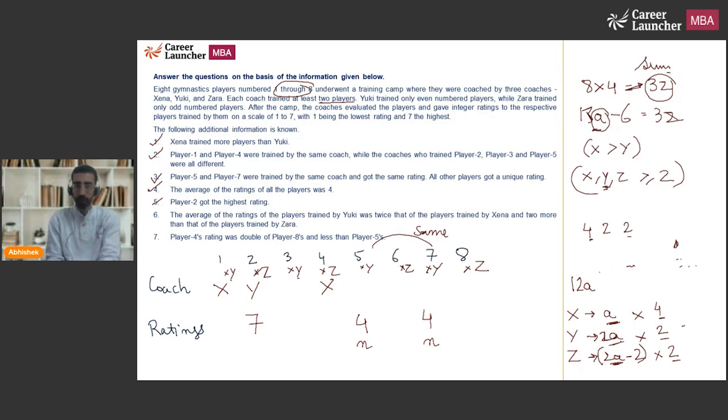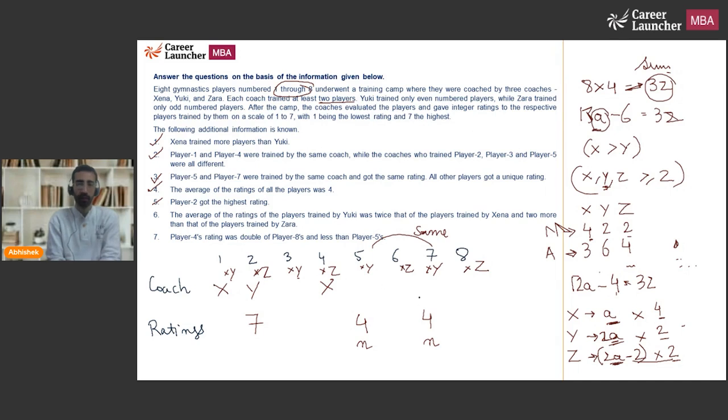12A minus 4 is 32. So 12A will be 36, right? A is 3. So A is 3, that's good to know. So X, Y, and Z, these are the number of players these guys are training, and their average ratings. Because A comes out to be 3, X's rating is 3. Y's rating is 6. And Z's rating is 2 less than 6, so 4.